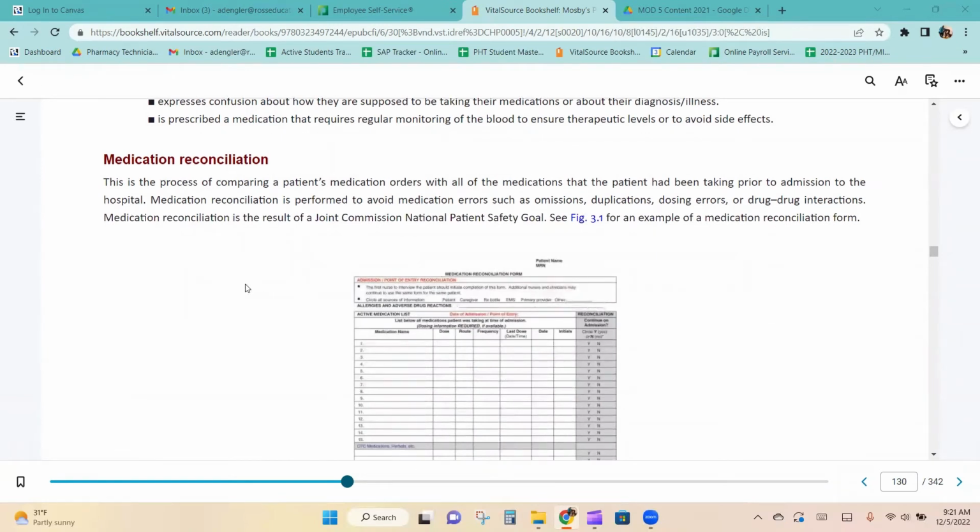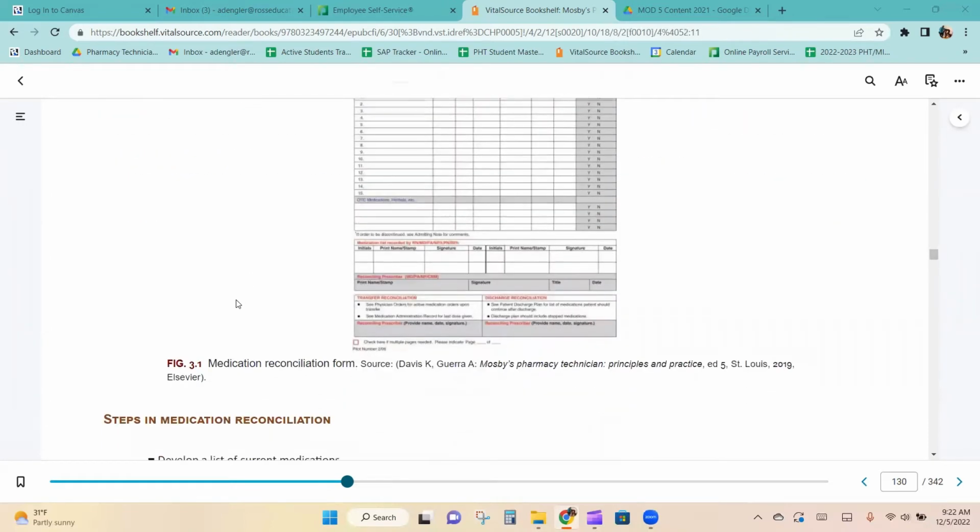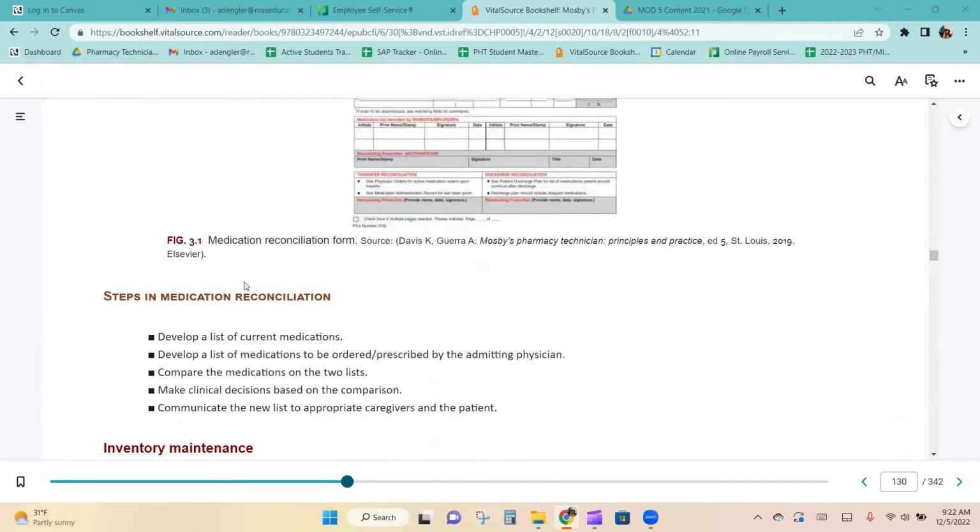Next, we have medication reconciliation. This is a process of comparing a patient's medication orders with all of the medications that the patient had been taking prior to admission to the hospital. Medication reconciliation is performed to avoid medication errors such as omissions, duplications, dosing errors, or drug-drug interactions. Medication reconciliation is the result of a Joint Commission National Patient Safety Goal. So here is an example of a medication reconciliation form.